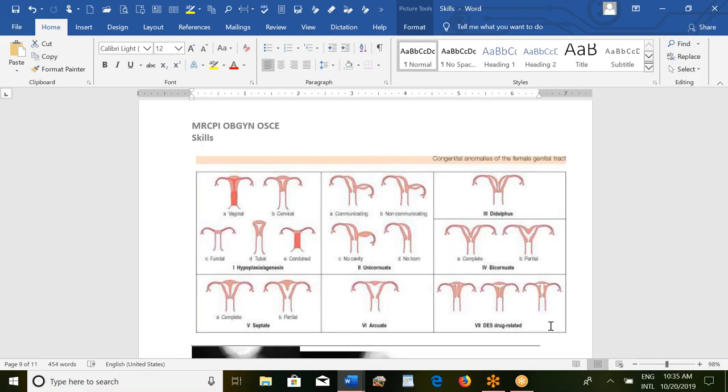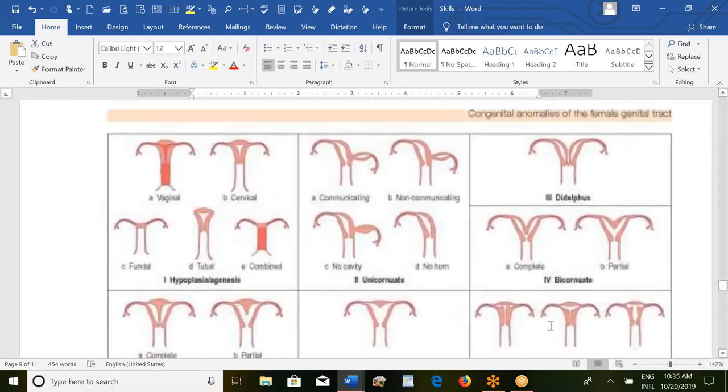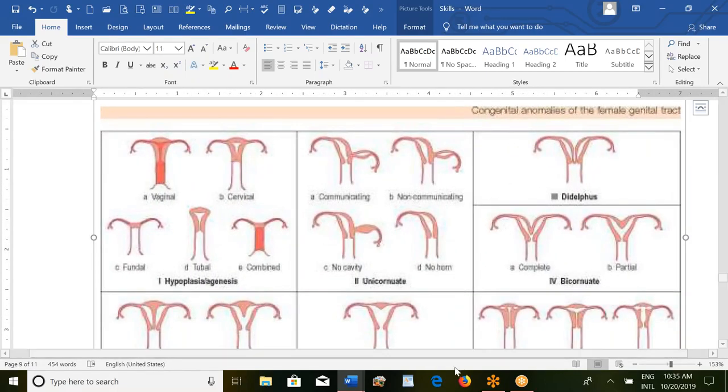Unicornuate uterus, as such, will not cause any problem. The problem will come if it is non-communicating. If it's a non-communicating type, then they may come with a swelling in the abdomen and severe pain, and in that condition you will have to go for laparoscopic removal of it.